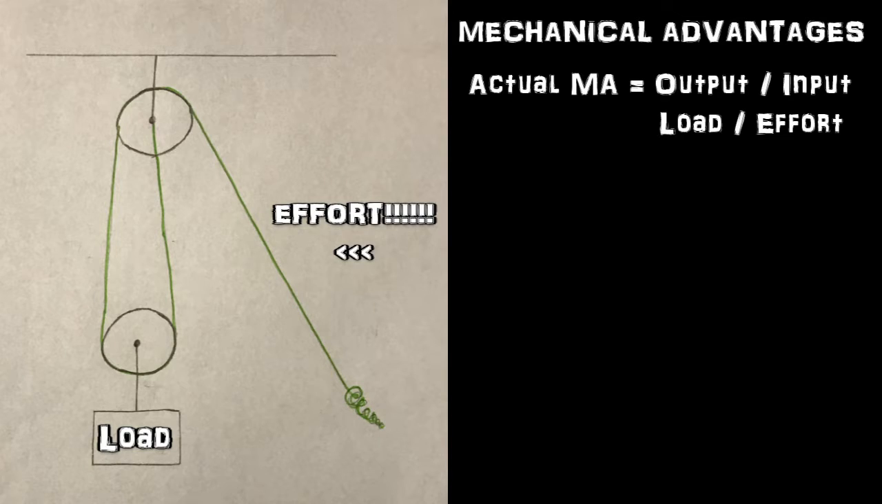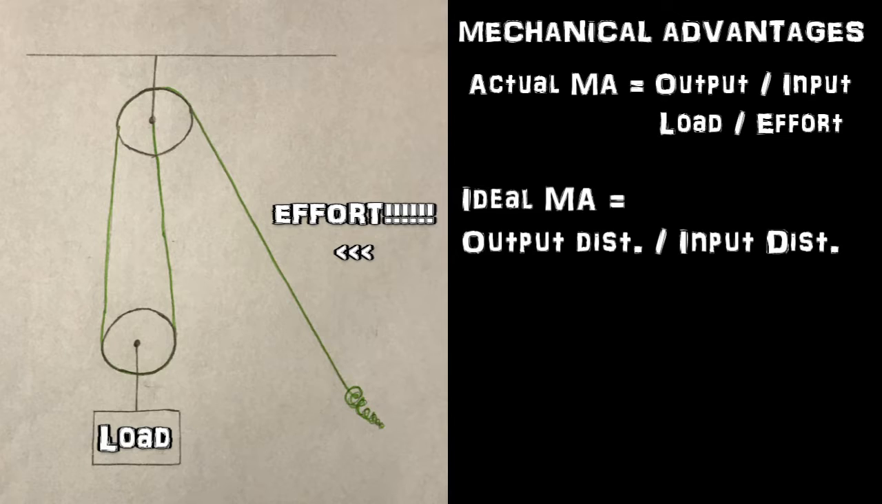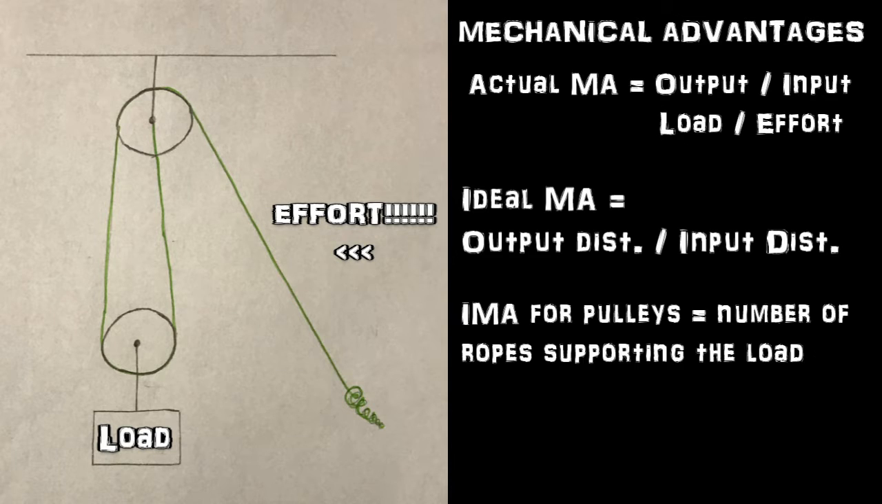The second mechanical advantage is ideal mechanical advantage, or IMA, which is the output distance divided by the input distance. The IMA for pulleys is equal to the number of ropes that directly support the load. In this particular system, the IMA is 2 because there are 2 ropes supporting the load, the string tied to the load and the rope on the ceiling holding the entire system up.